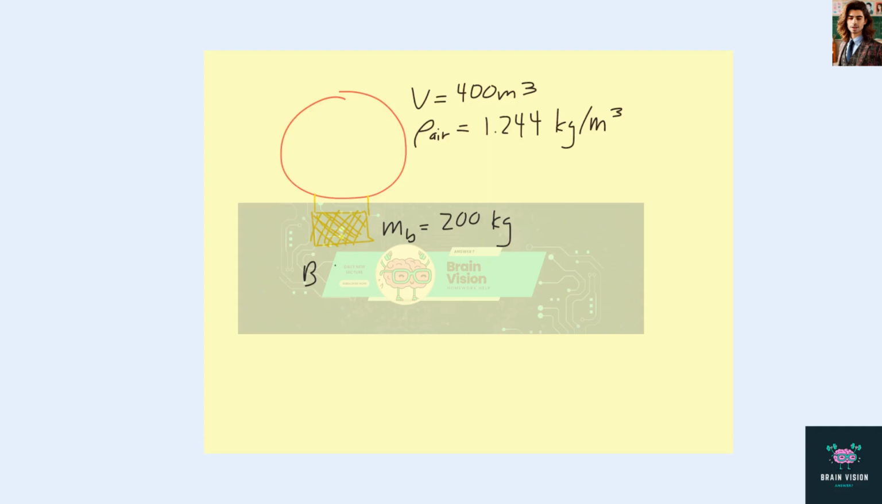When a balloon lifts off, its buoyancy force, which I'm just going to write as B, must be greater than or equal to the weight of the balloon and the air inside. So I'm just going to say Fg.